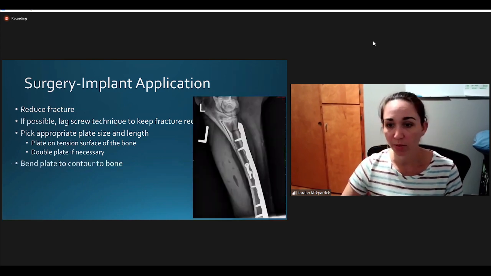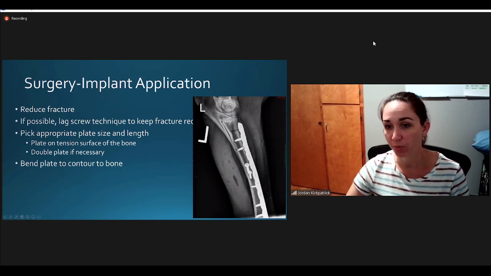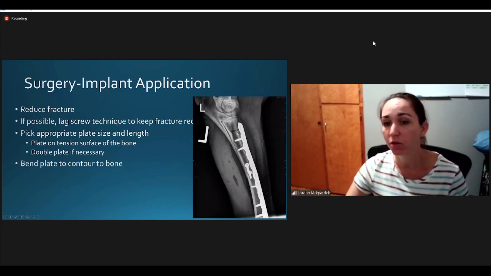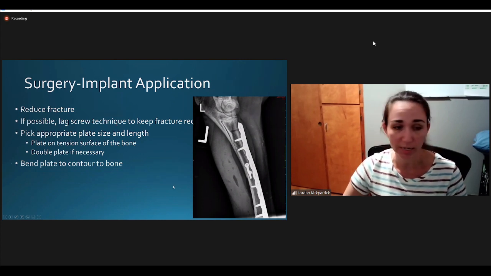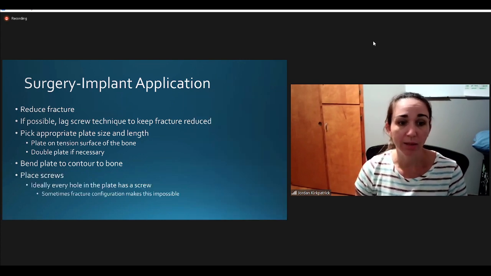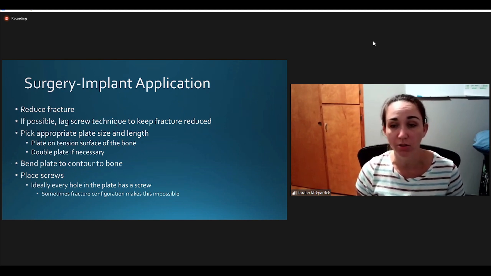You want to bend the plate to contour it to the bone. So you want to make the bone and plate basically one if you can. So see how the plate is touching the bone all the way around. The dorsal surface of the radius is curved, so there's a slight curve to the plate. And then place the screws. Ideally, every hole has a screw in it.